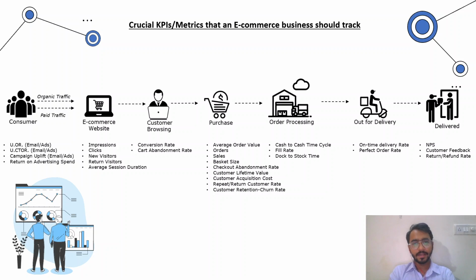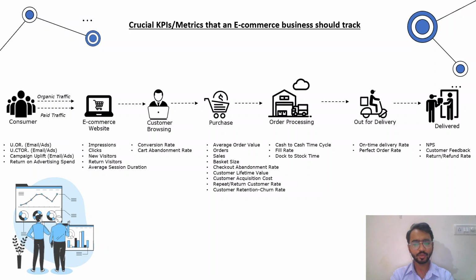Hi everyone. In this tutorial, we'll be looking at various KPIs or business metrics that an e-commerce business usually tracks. And we'll have a look at these metrics across the entire customer journey that I have depicted over here in the form of a flowchart. So let's get started. So the first metric is unique open rate.